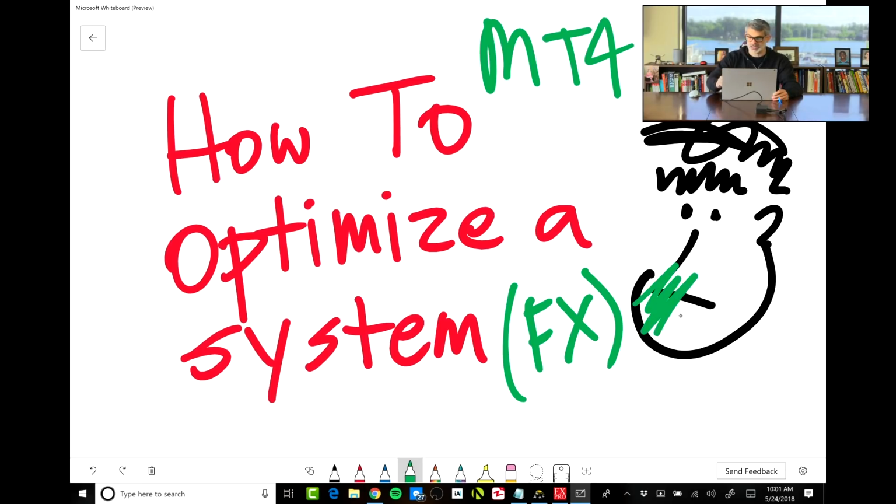And this is me. There's my green fuzz. I don't really have any green fuzz, but welcome.